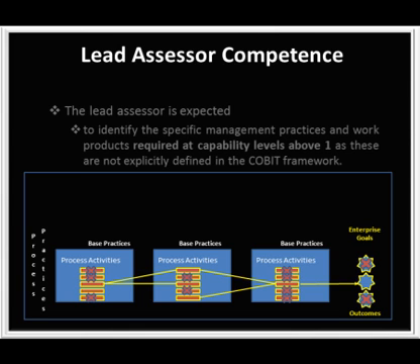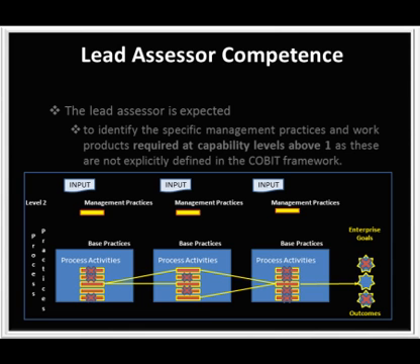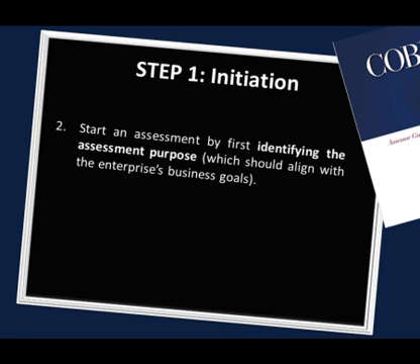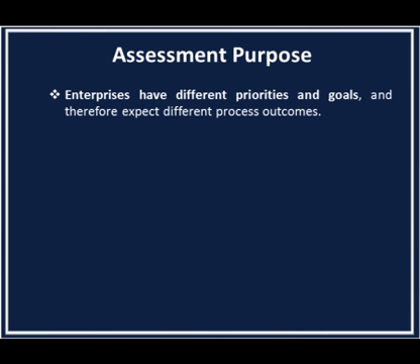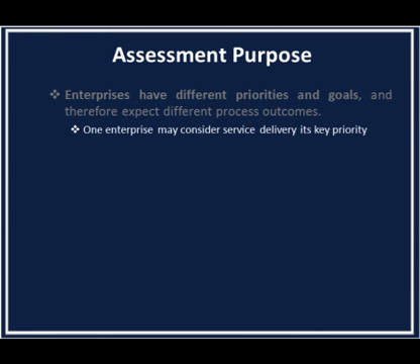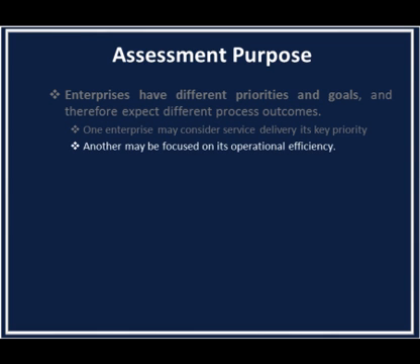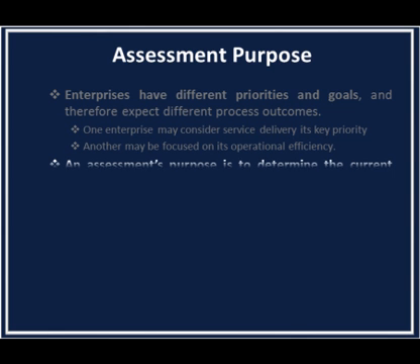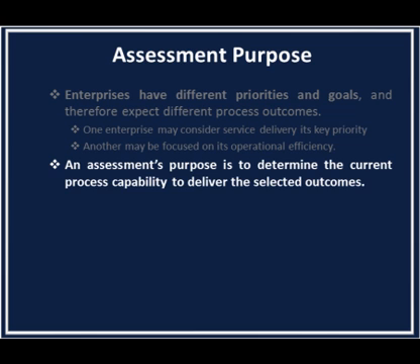For this process and its outcome, we need to define the management practices and work products required at level 2 to manage the performance of the process and the work products. The start of an assessment is with identifying the assessment purpose, which should align with the enterprise business goals. Enterprises have different priorities and goals, and therefore expect different process outcomes. One enterprise may consider service delivery its key priority. Another may be focused on its operational efficiency. An assessment's purpose is to determine the current process capability to deliver the selected outcomes.